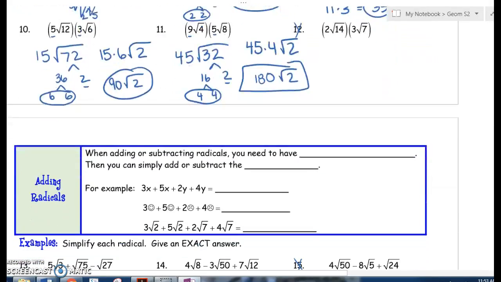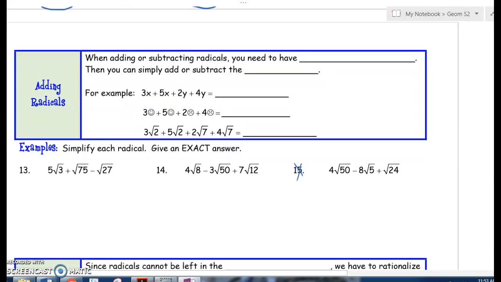Let's see, on to the next page, adding radicals. You probably did this a little bit last year in algebra. When adding or subtracting radicals, you need to have common radicals.